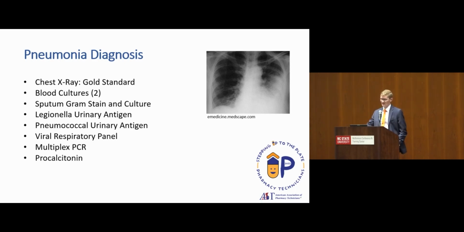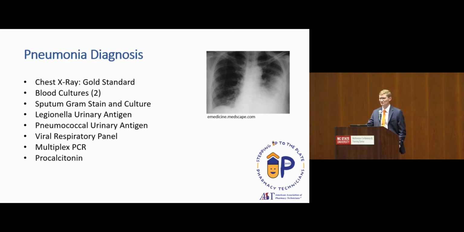We can detect urinary antigens for Legionella and pneumococcal pathogens. These are specific tests that we can use to identify the presence of antigens or toxins to the bacteria in the patient's urine. And then we can do a viral respiratory panel. Viruses are a common cause of respiratory pneumonia, and so we can sometimes identify that as a cause. And we can use a PCR, or polymerase chain reaction, to identify the DNA sequences for the specific bacteria.